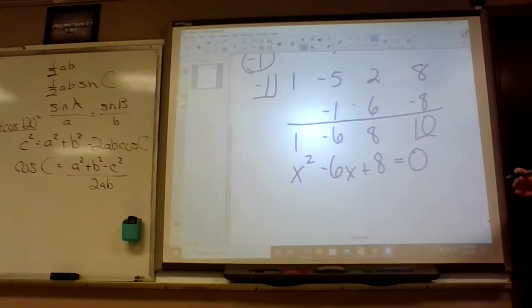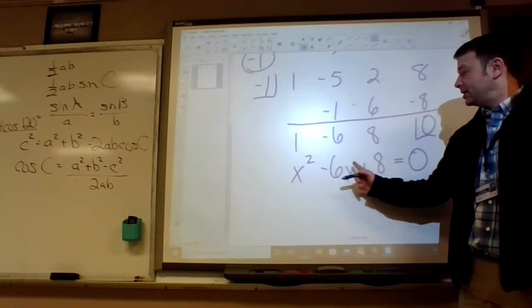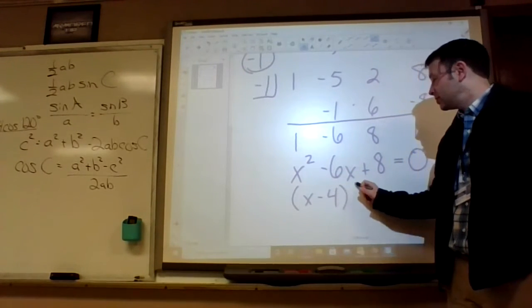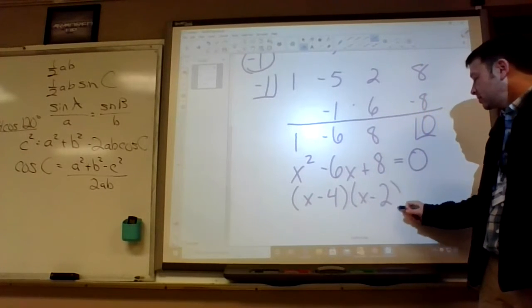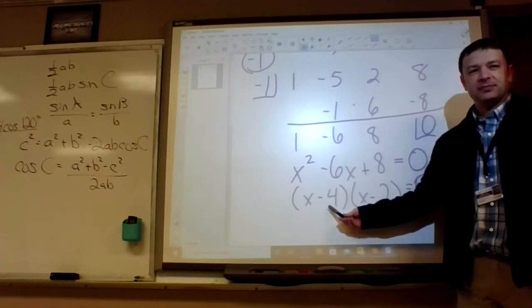So we could use the quadratic formula, but it looks to me like this one would factor pretty easy. And that would be, right, what goes into 8 that adds up to -6? -4 and -2. So therefore, what could x be? 4 and 2.